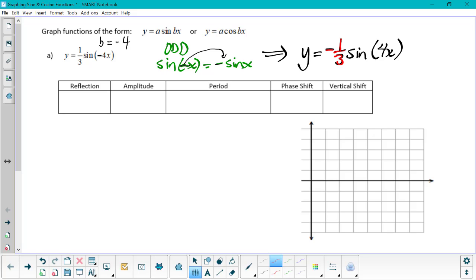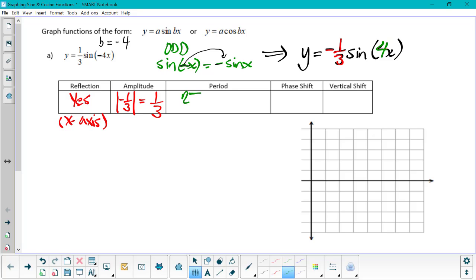Okay, so ultimately my negative went out front on the 1/3. So my a value is -1/3, which tells me the amplitude. Remember, the amplitude is the absolute value. The amplitude is 1/3. And the negative tells me we reflect. Yes, we're doing a reflection about the x-axis. That's the only type of reflection that we actually do. All right, and my b value is 4.